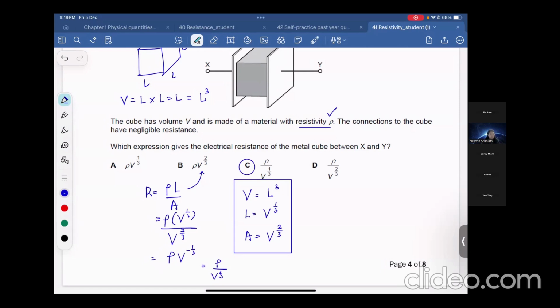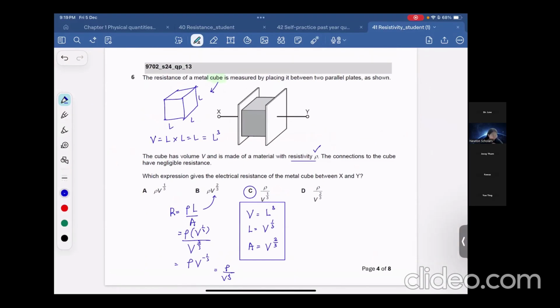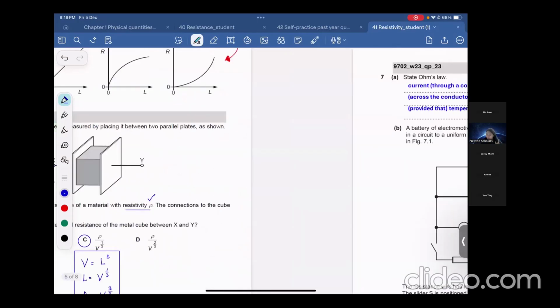Any question? No question. Good job, Wesley. Okay, so we proceed to page number 5. We proceed. Fatima, okay. Proceed to page number 5.